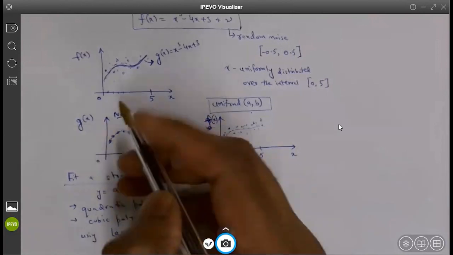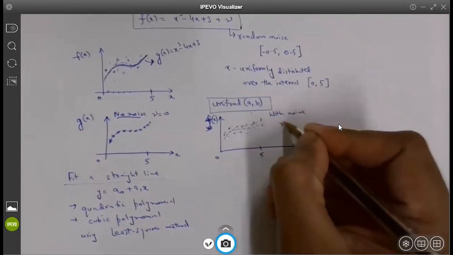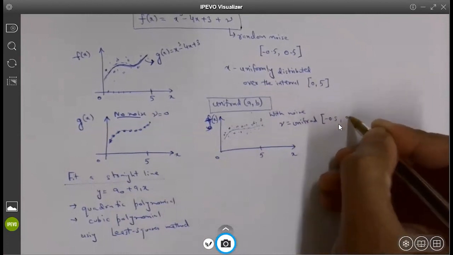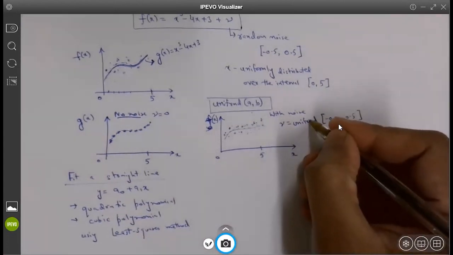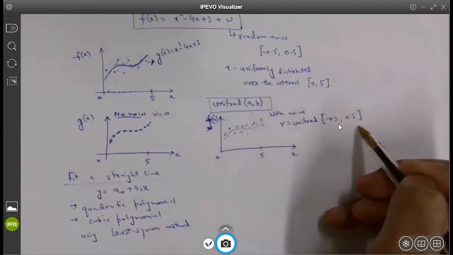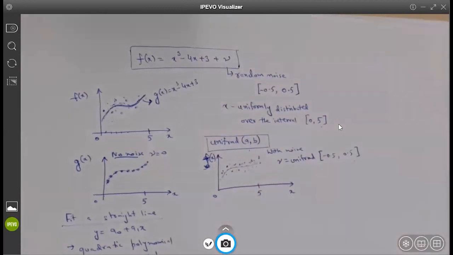Yes, so this is without noise, where mu is 0, and this is with noise, where mu is given by a uniform random function between minus 0.5 and 0.5. So for every x you generate between 0 and 5, you also generate the noise between minus 0.5 and 0.5. Plug all the numbers in here and you will get an fx value. Okay. Any questions, guys?